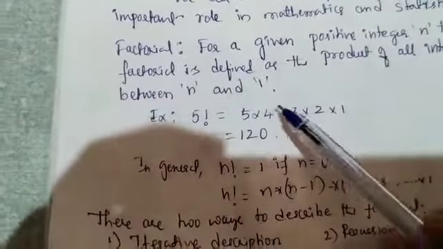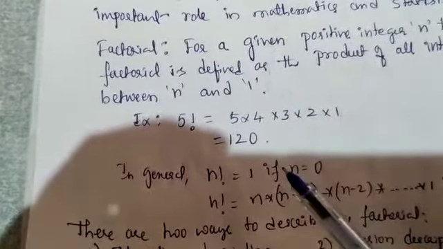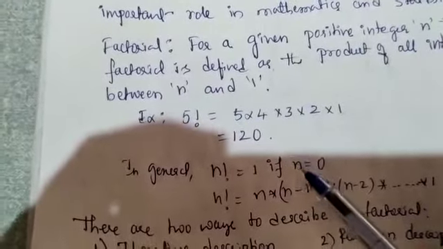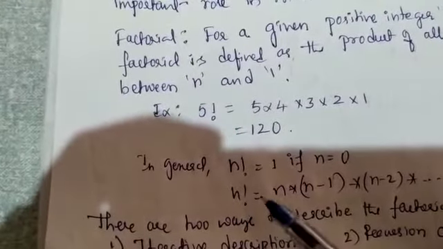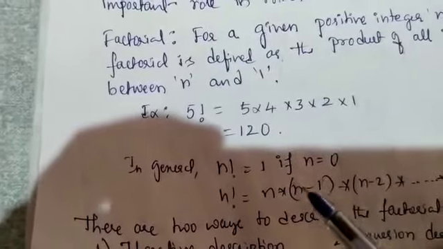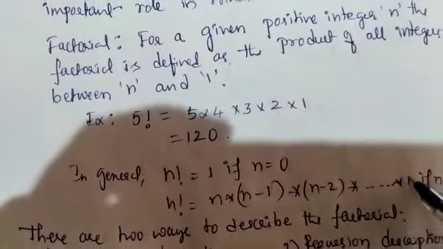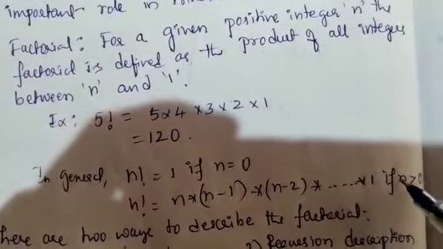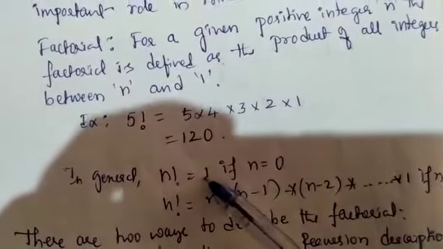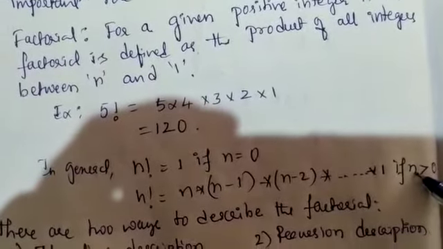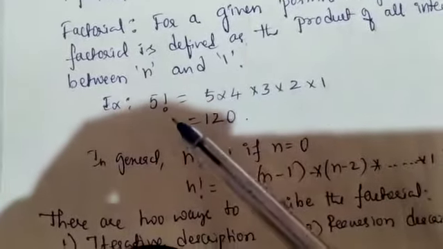In general, we say n factorial is equal to 1 if n is equal to 0. If the given n value is 0, then the result is 1. Otherwise, n factorial is equal to n × (n − 1) × (n − 2) and so on till 1, if n is greater than 0. That is the general form, which this example shows.